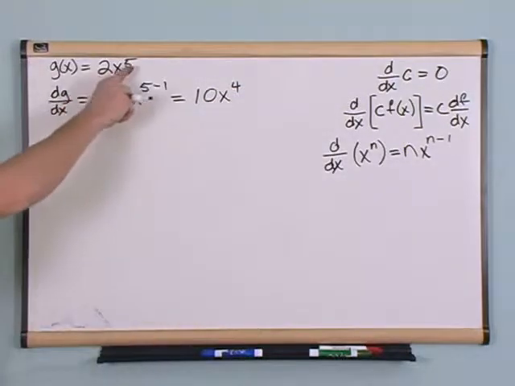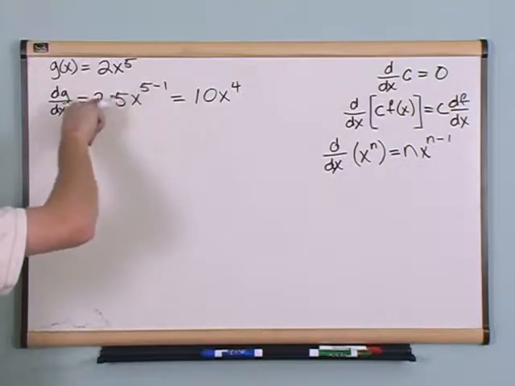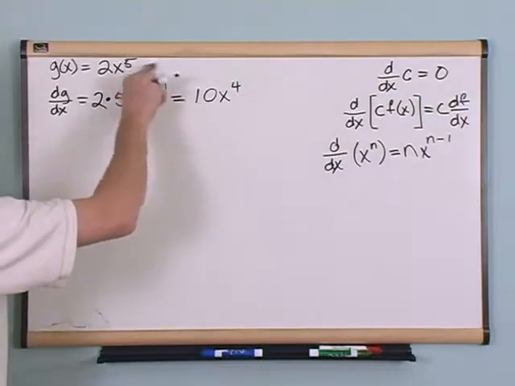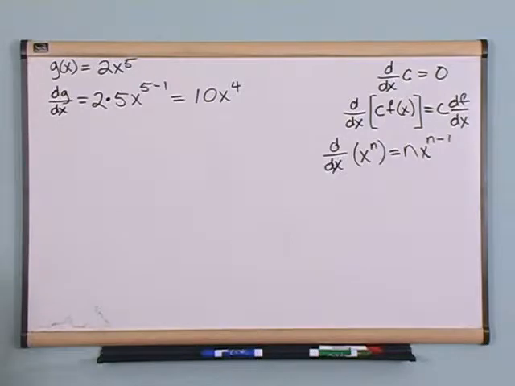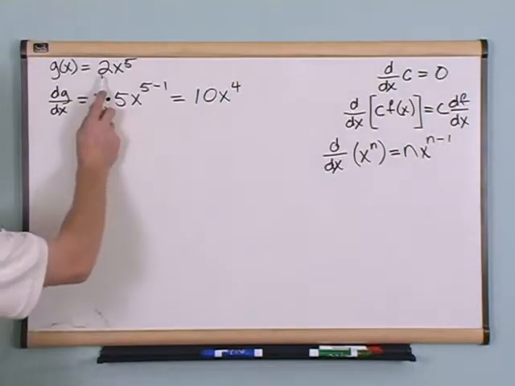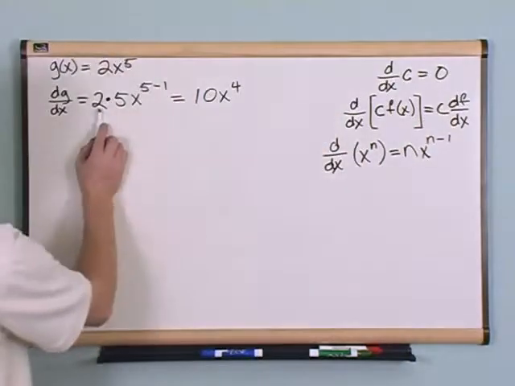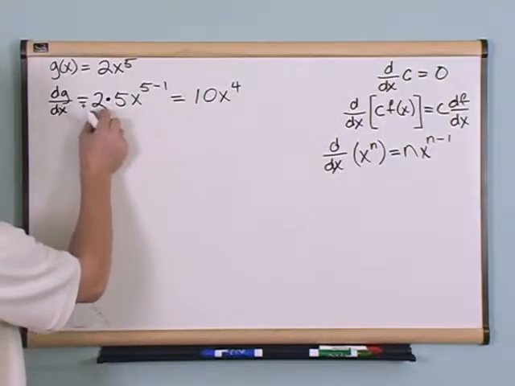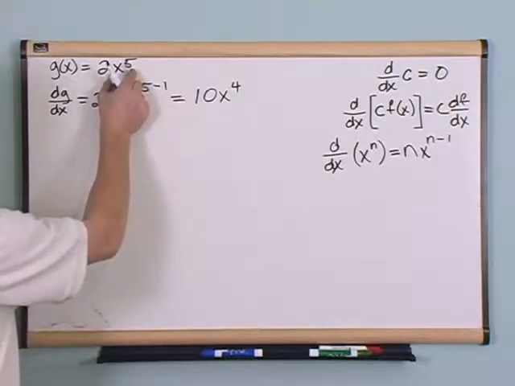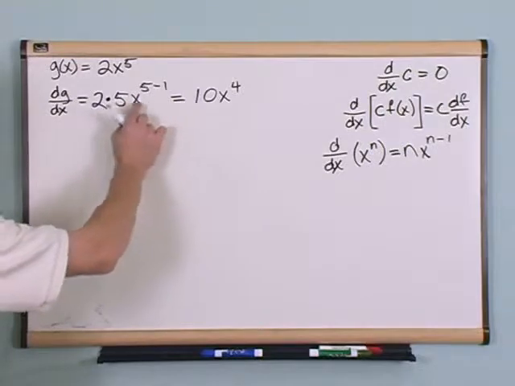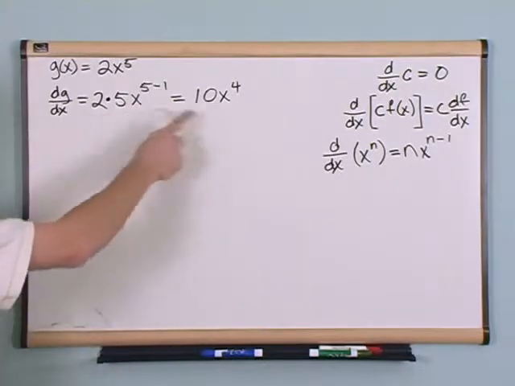So really all I did is I moved this 5 down. It's got to get multiplied by this 2, which gives me the 10. In the exponent here, I've got 5 minus 1, which gives me a 4. The only difference between this and the previous problem is that I had a number out here. And technically, you're going to have to use this property to remember that this number just sort of stays out there, and I'm multiplying by the derivative of this, which ends up being 5x to the 4th power. When you multiply, you get 10.